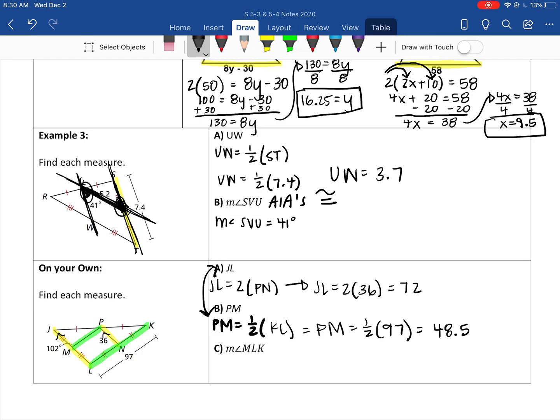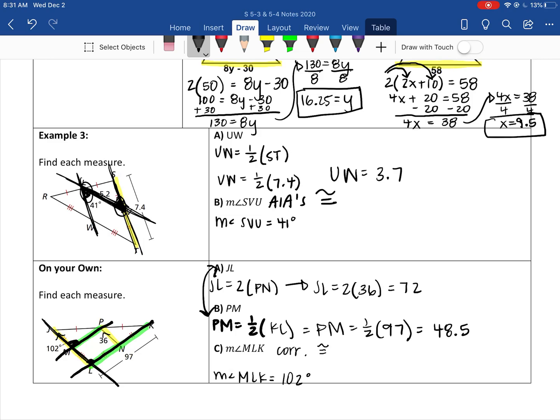All right, last thing that it's asking for is the measure of MLK. So I want to find this angle right here. So again, I can see that these 2 sides are parallel. I'm given this angle is 102. If this is my transversal, then these are corresponding angles. And we know corresponding angles are congruent. So that means my measure of angle MLK is also going to be 102 degrees.